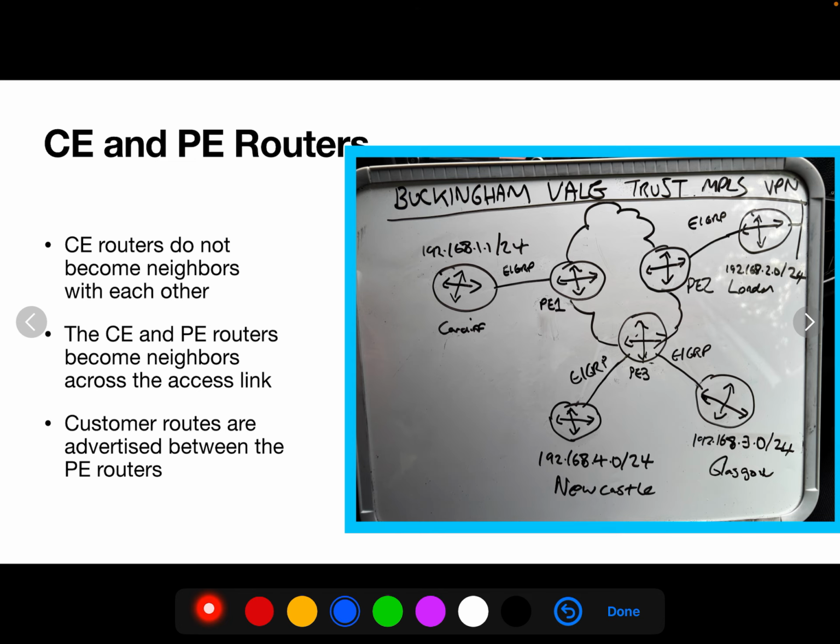Now CE routers do not become neighbors with each other. So these are CE routers here, customer edge routers. Okay, so these are the customer edge routers: Cardiff, we've got Newcastle, Glasgow, London.